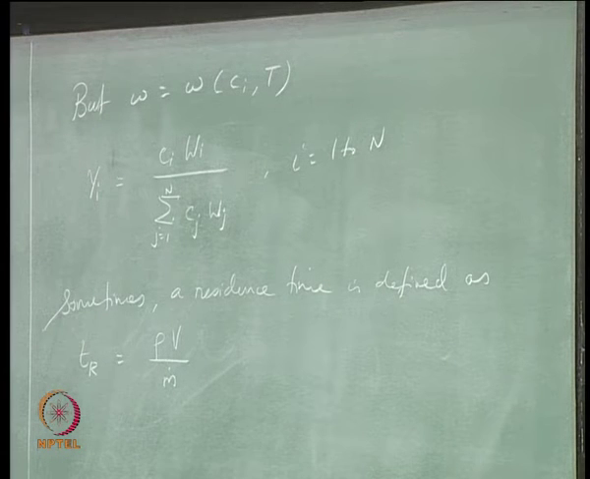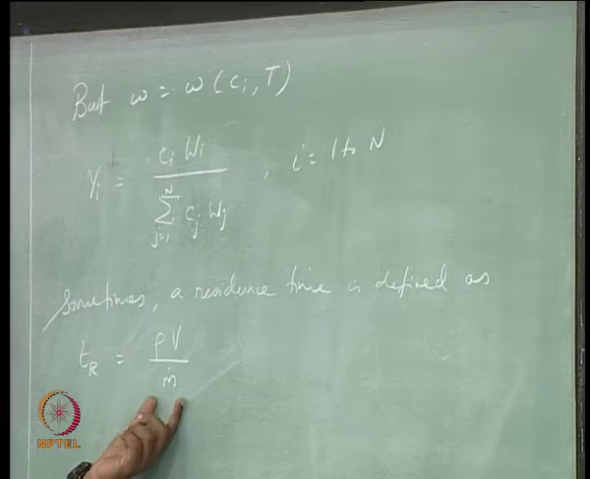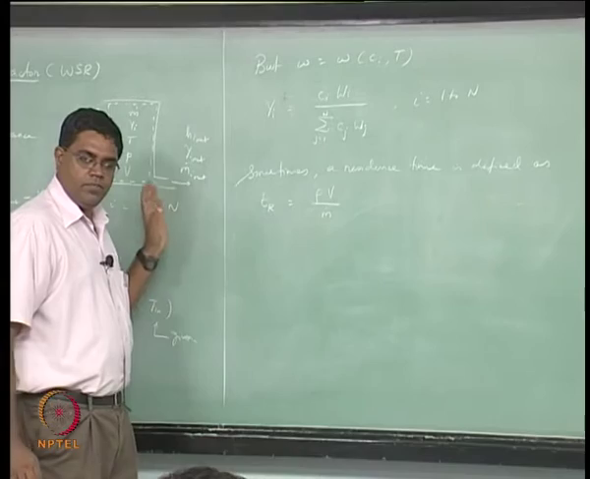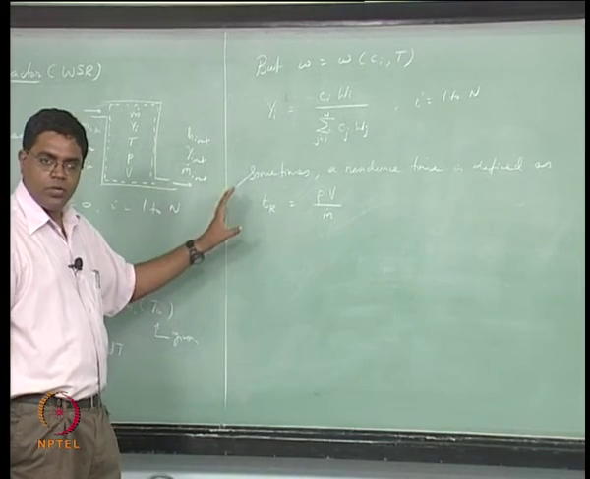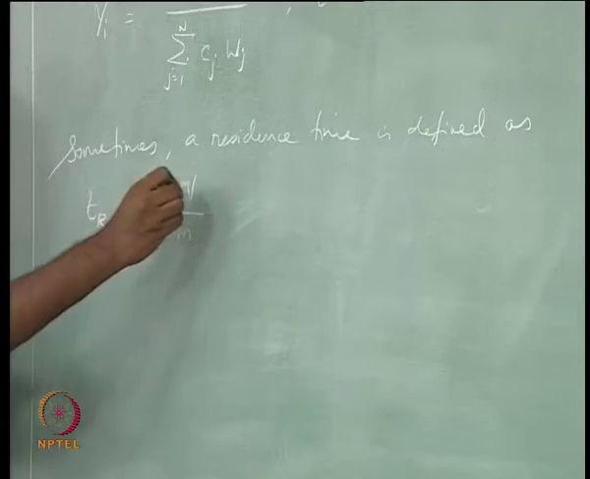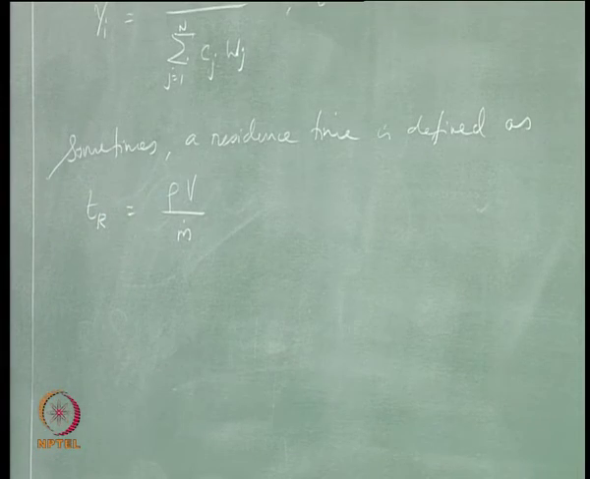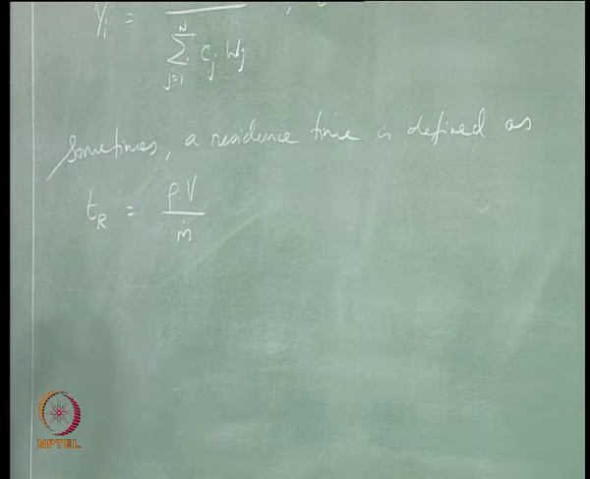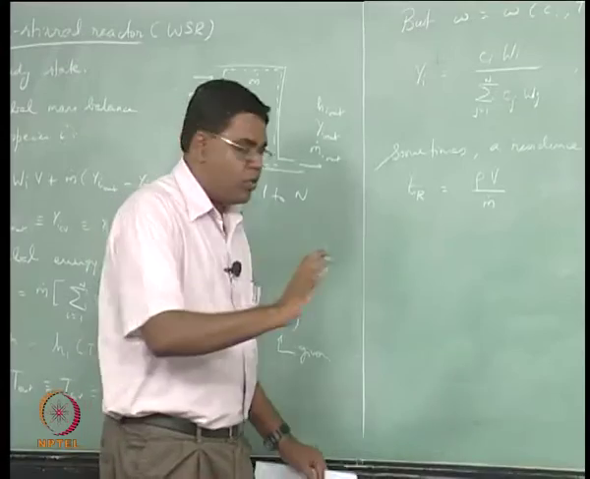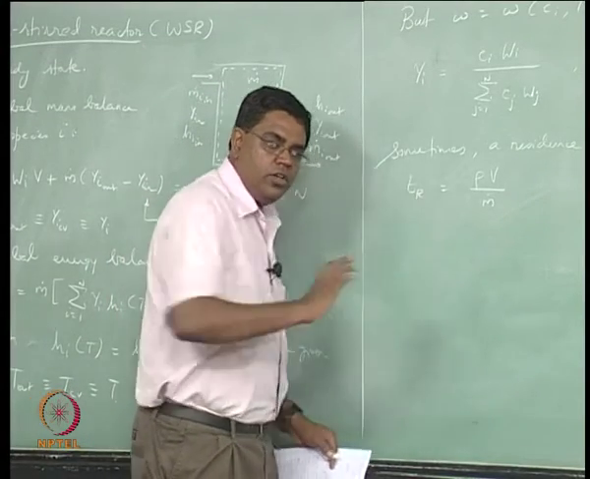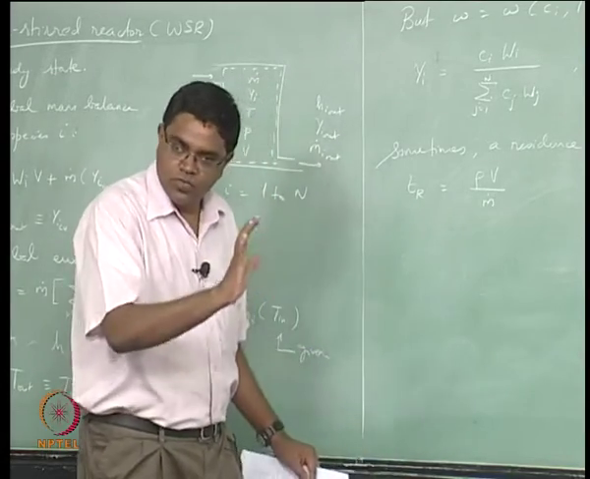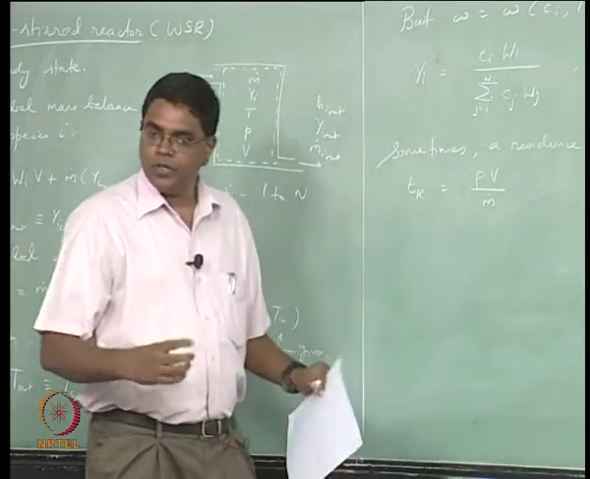How do you get this? m dot times the time it takes is the total mass flow into it. That should be equal to the density of the mixture times the volume the mixture occupies. That will be the mass that is contained in it. So if you have an m dot mass flow rate coming into this volume over a time of tR during which it is supposed to reside in this volume, m dot times tR is the mass in this volume, and that should be equal to rho V.